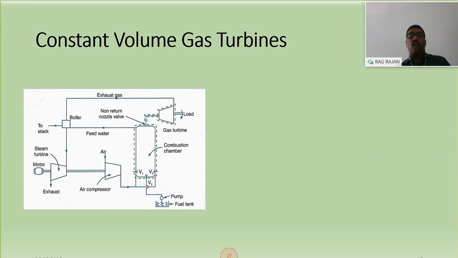Now we have the constant volume gas turbine. In the constant volume gas turbine, these parts are not important. I am concentrating from this compressor portion onwards. From the compressor, the air flows to the combustion chamber through different valves. Say V1 and V2 are the valves used for transferring air from the compressor to the combustion chamber. So it is kept inside the combustion chamber.